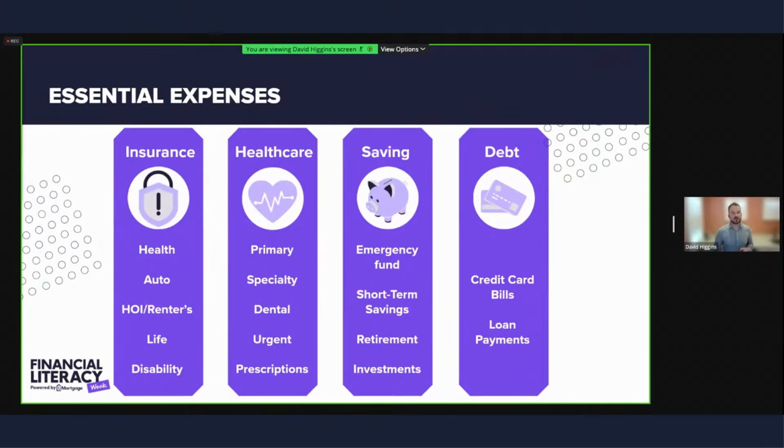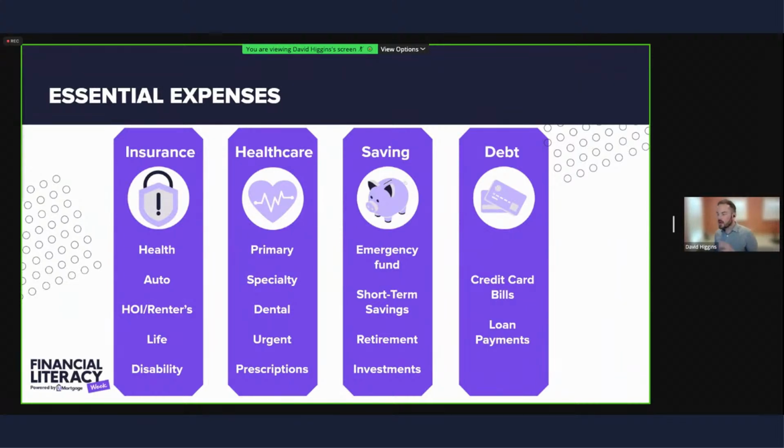Next category in terms of essential expenses is insurance. Insurance is going to include things like health insurance, auto insurance, home association, again, if you have one of those, renter's insurance, life insurance, disability. There are tons of different types of insurance out there. And keep in mind too, especially for my younger folks out there or those who haven't done as much financial planning for themselves, if you're not paying for some of these now, you may have to in the future. So definitely a good idea to keep in mind that maybe I will be paying for 1 or 2 of these in the future.